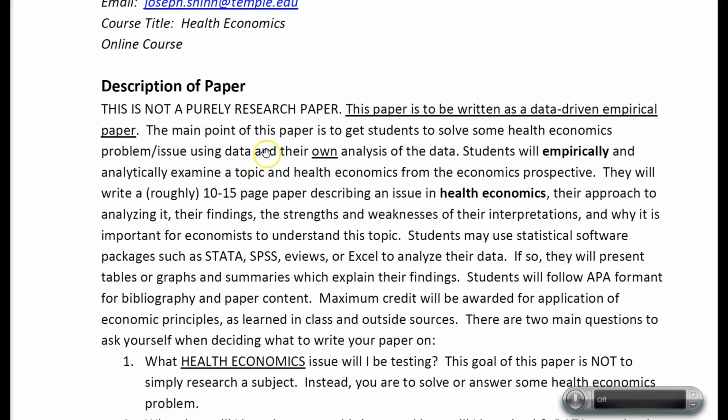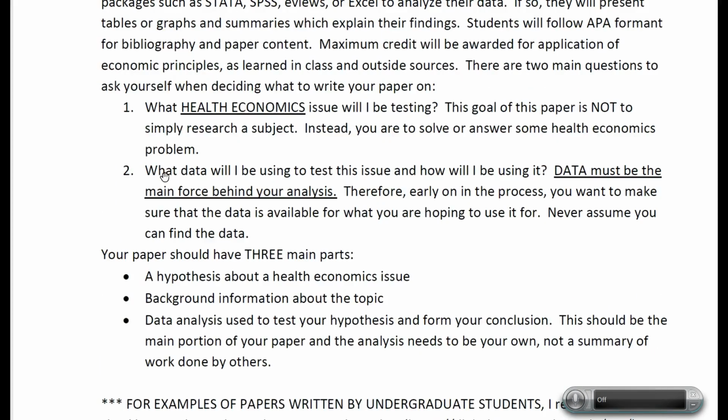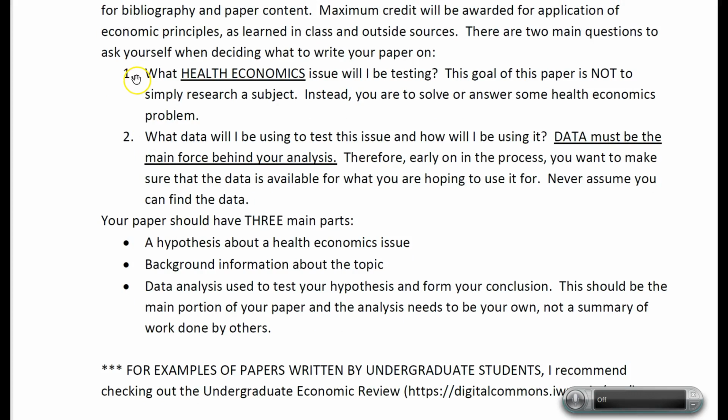Now, when you're coming up with a topic, there are two questions you need to ask yourself. The first is, what health economics issue will I be testing? Again, you're not simply researching, but you're testing something. You're answering some health economics question. The second question to ask is, what data will I be using to test the hypothesis and how will I be using it? The data needs to be the central part of your paper.